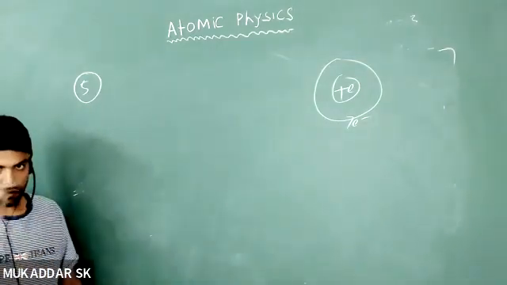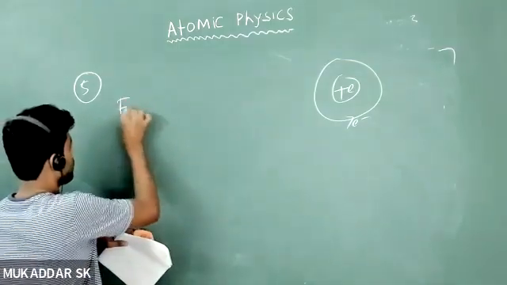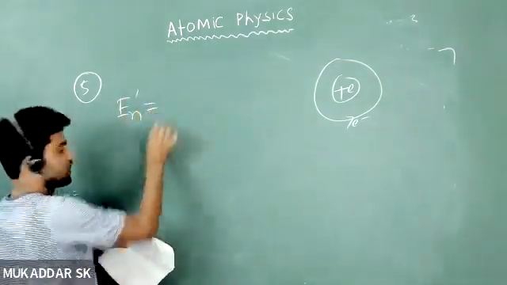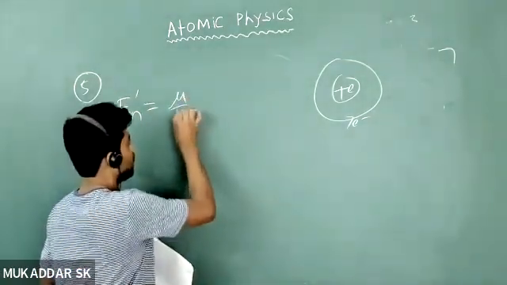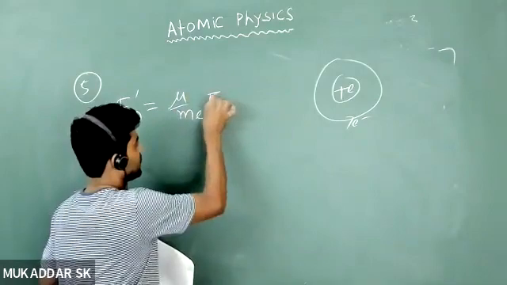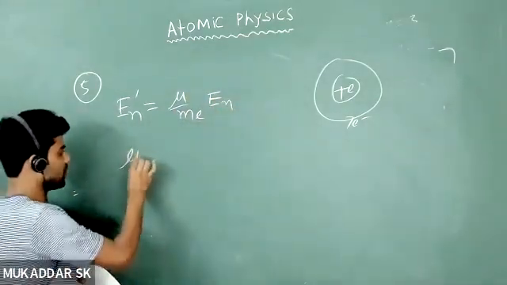So first you calculate the energy expression for positronium. Again I will use the same formula, En dash, that is the energy for finite mass nucleus, and that will be mu by me into the energy of the hydrogen atom. And for this system, how much will mu be?